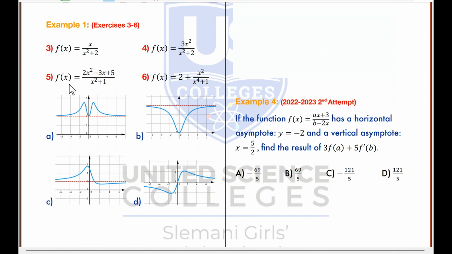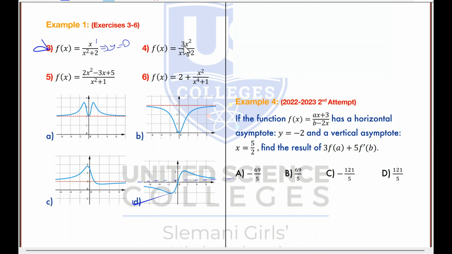Exercises 3 to 6. We're asked to match graphs with the functions. First function, f of x is equal to x over x squared plus 1. What is the horizontal asymptote? Since the degree of the top is 1 and the degree of the bottom is 2, the degree of the top is less than the degree of the bottom. Horizontal asymptote is y equals 0. So there is only one option whose horizontal asymptote is y equals 0. So it is D. We are done with D.